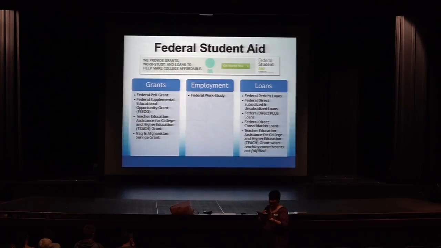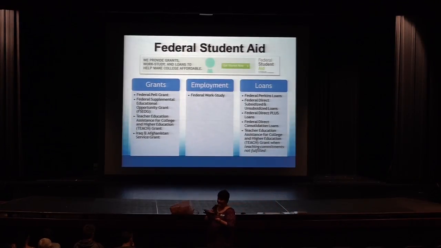If you look under the direct, you will see the maximum is $5,500 depending on grade level and dependency status. For unsub, this is a little bit more, the maximum, it maxes out at $20,500 a year. Okay.